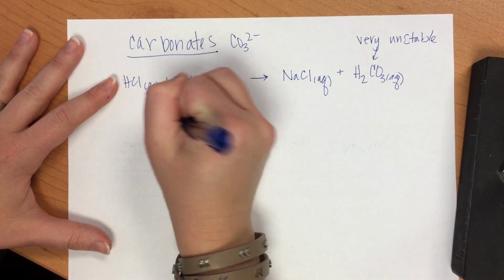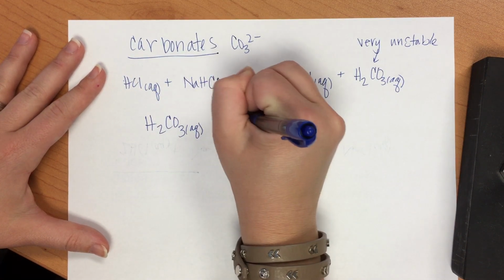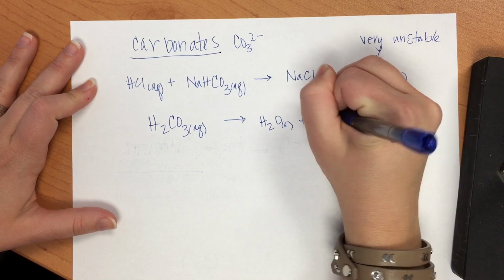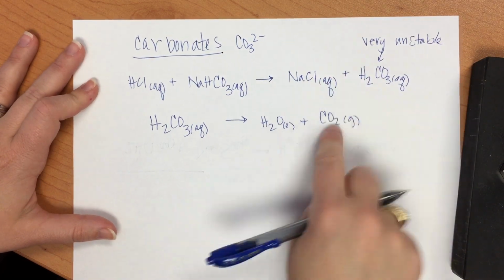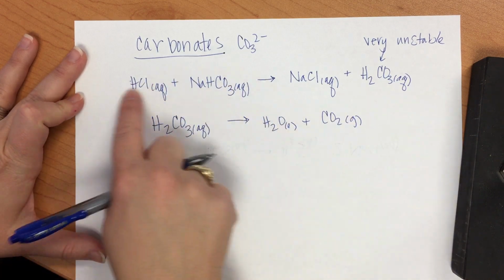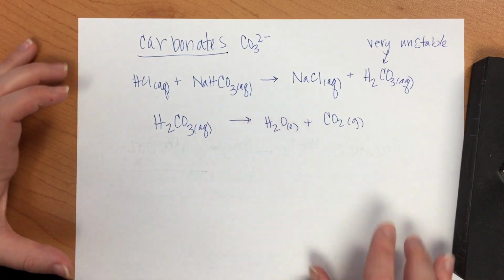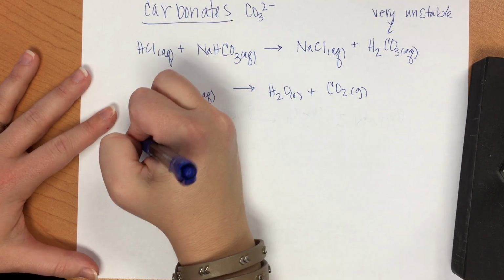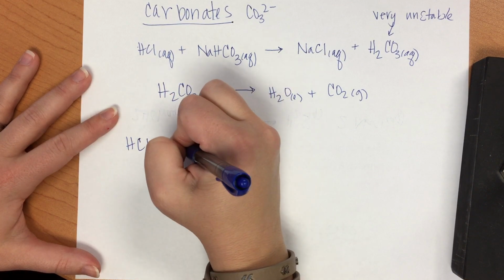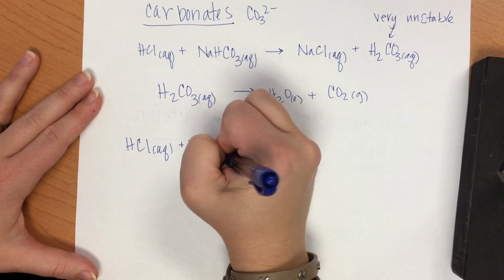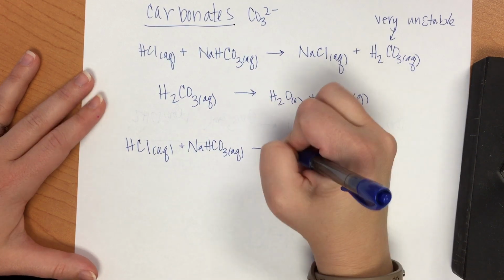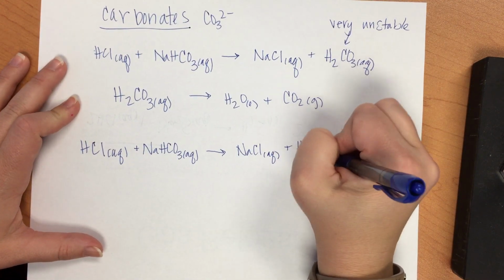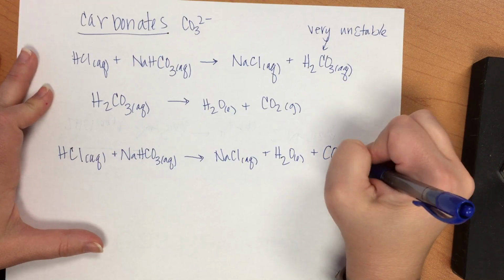So we have H2CO3 that's aqueous. We're going to unidirectionally pass into liquid water plus CO2 gas. This is going to come off, and therefore when you mix this together, there is no equilibrium. Another example, or you could also write your equation this way: HCl aqueous plus sodium carbonate. You will get NaCl aqueous plus H2O liquid plus CO2 gas.